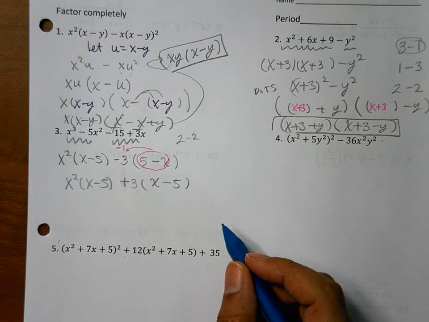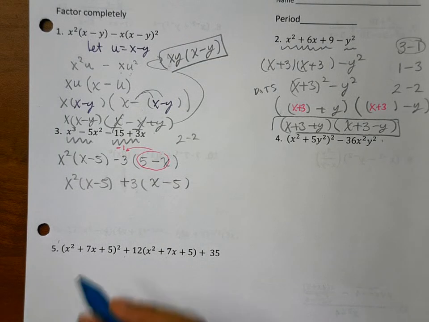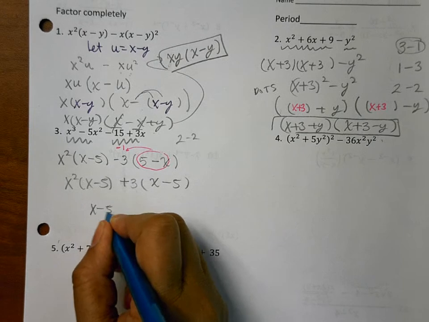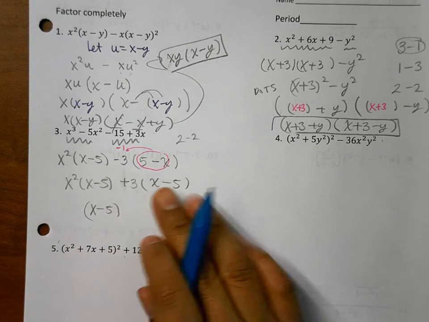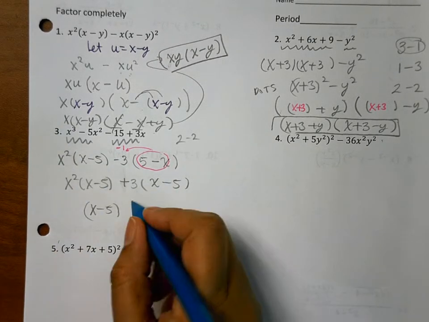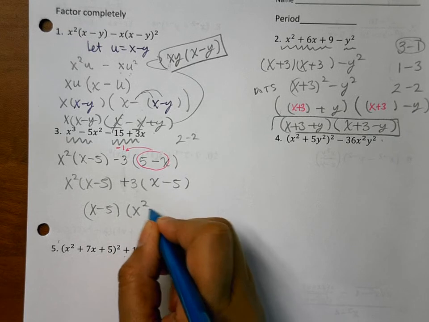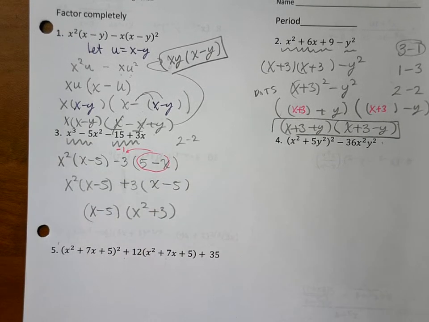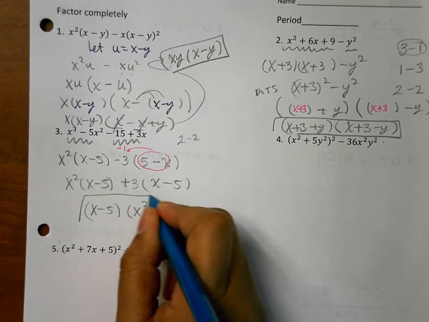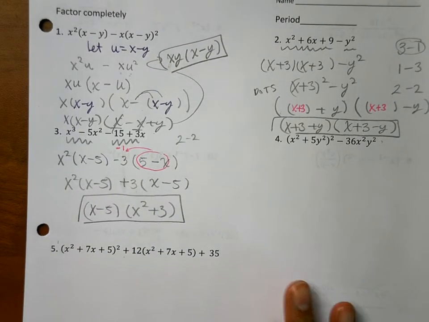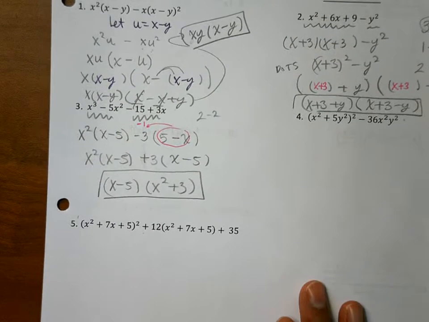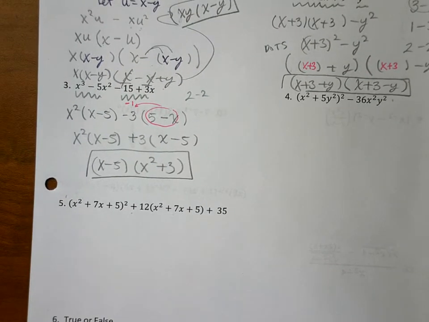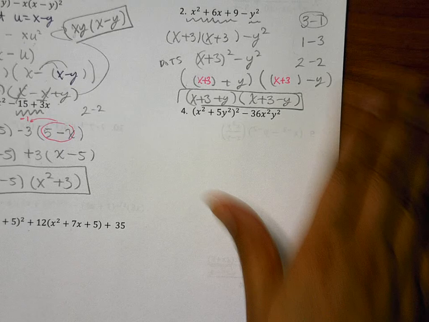Okay, so what's my common factor? X minus 5. When I factor out the common factor, what's left behind? X plus 3. Anything else I can do? No, this is the answer. Okay. Next one.